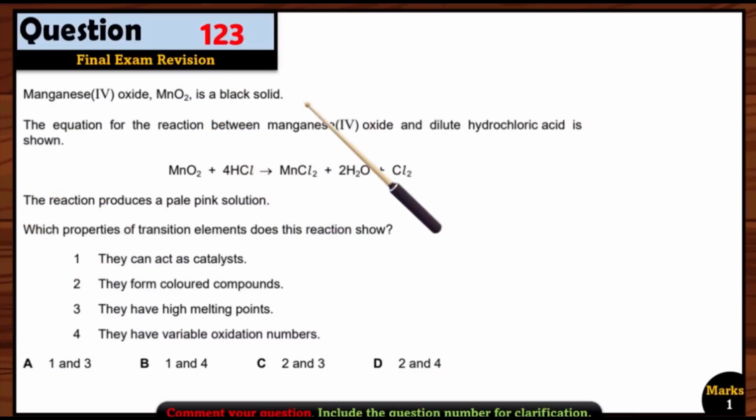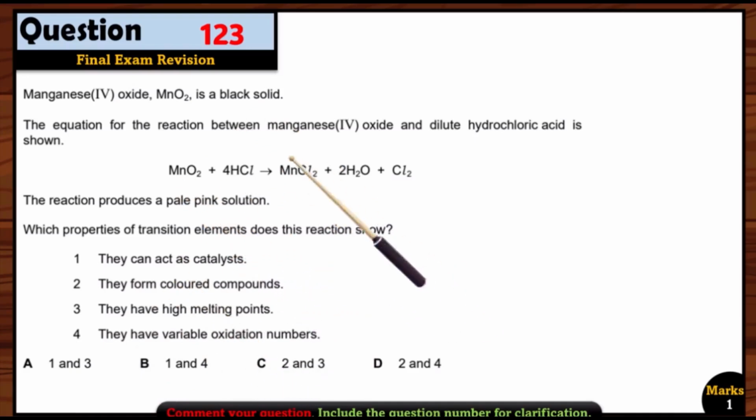Question 123. Manganese oxide is a black solid. The equation for the reaction between manganese oxide and dilute HCl is shown here. The reaction produces a pink solution. Which properties of transition elements does this reaction show? So we have to look at this reaction. It is giving a colorful solution also, right? And before it was a black solid. So now the color changed, the compound is giving a different color. So we have to check: they form colorful compounds. That is right.